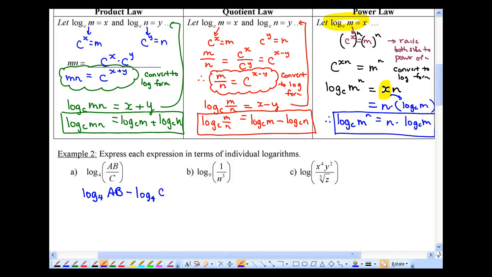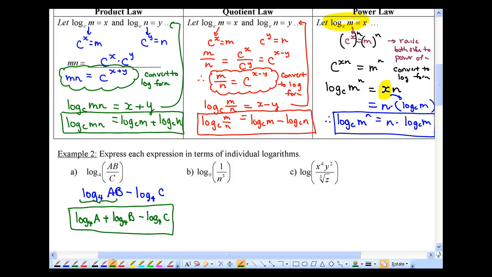Okay? This is still not good enough because I want individual logarithms. AB is not an individual logarithm. AB seems to be multiplication, so I can rewrite this using the product law. And that will be just log base 4 A plus log base 4 B. I'm just going to copy down the minus log base 4 C. And there you have it. Individual logs. This is the correct simplified expression. Okay? Do the same thing now for part B and part C.